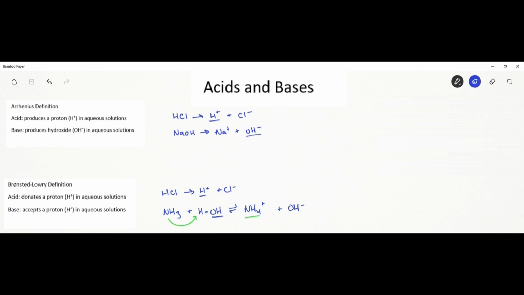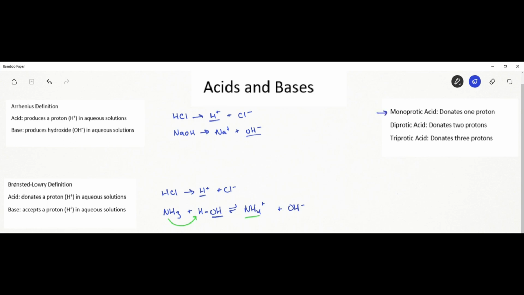Before we leave our definitions, there is just a little bit of vocabulary that I want to go over. Many acids can donate more than one proton, and we have names for those. So when an acid can donate one proton, we call it a monoprotic acid. If it can donate two, it's a diprotic, or three, it is a triprotic. Now obviously there are acids out there that can donate more than 3 protons, but for our discussion, 3 protons is generally going to be our max.